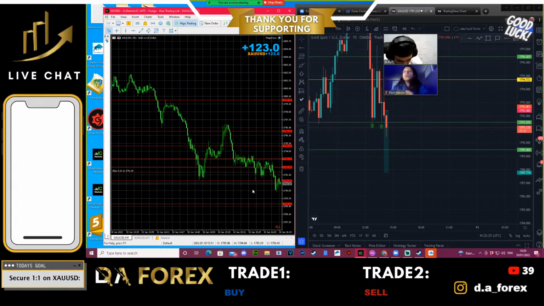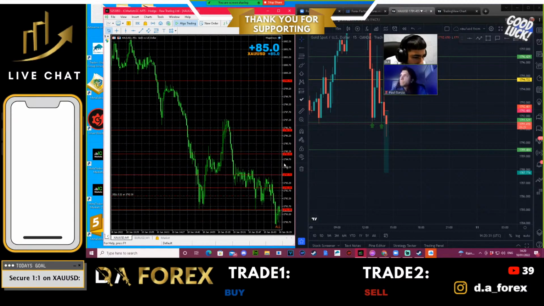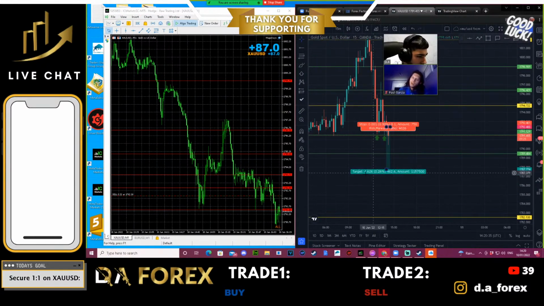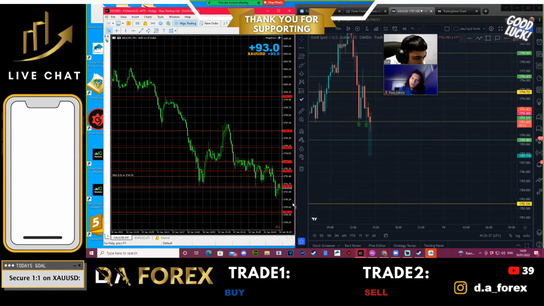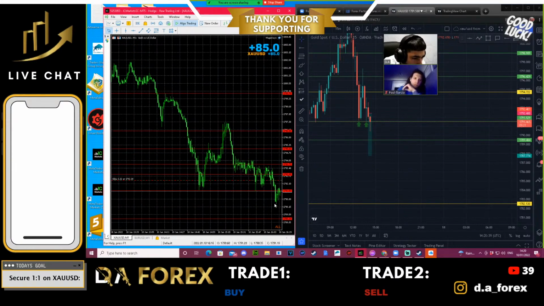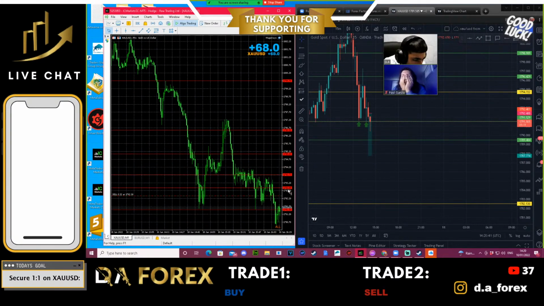Let's see what Goldilocks does at this point. The way it's forming this structure now, I think it's just trying to form the upper wick, in my opinion. Form the upper wick, and then from there we're going to probably see that drop. That's what I'm thinking.